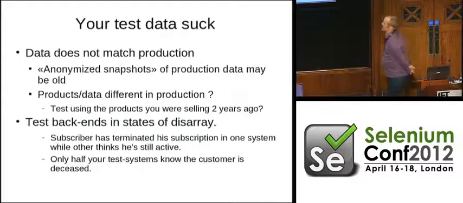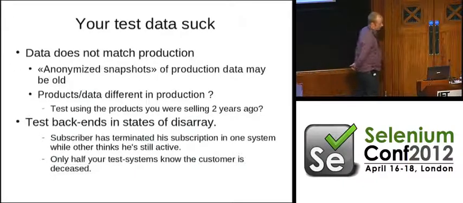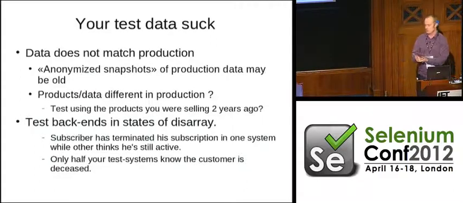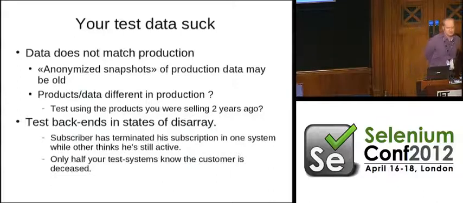And your test data is not very good. If you're lucky, you have some kind of mechanism for transferring data from production to test, which means you can have a fairly recent image of what is going on in your systems. Or you have anonymized snapshots, or you simply have different snapshots in different systems from different points in time.